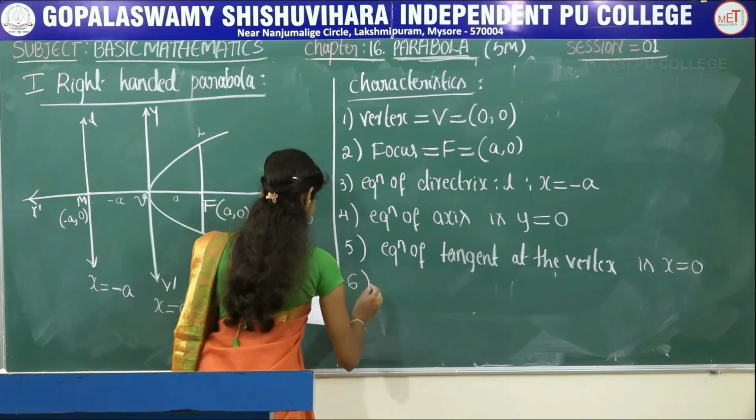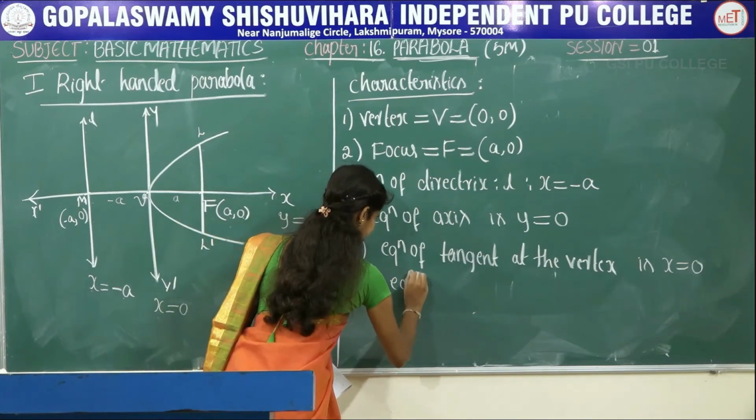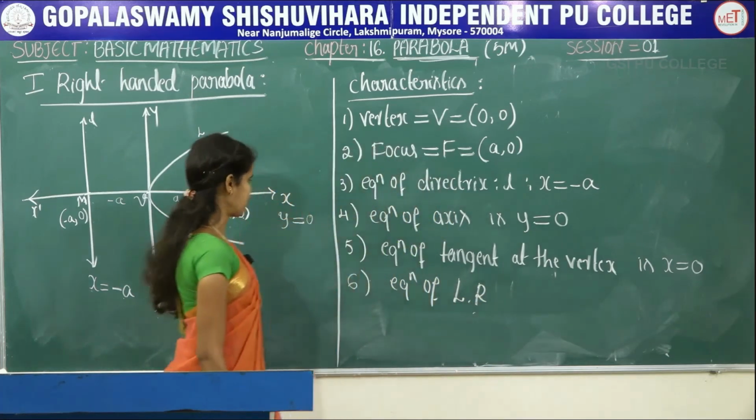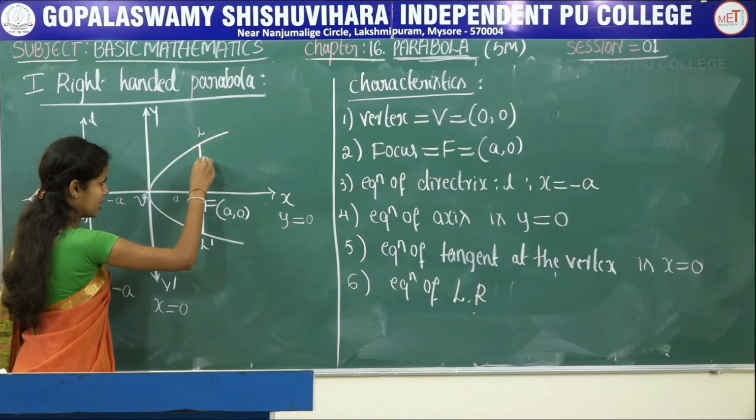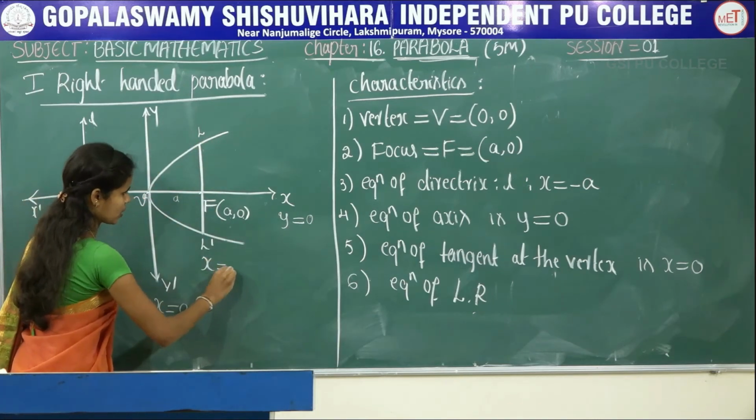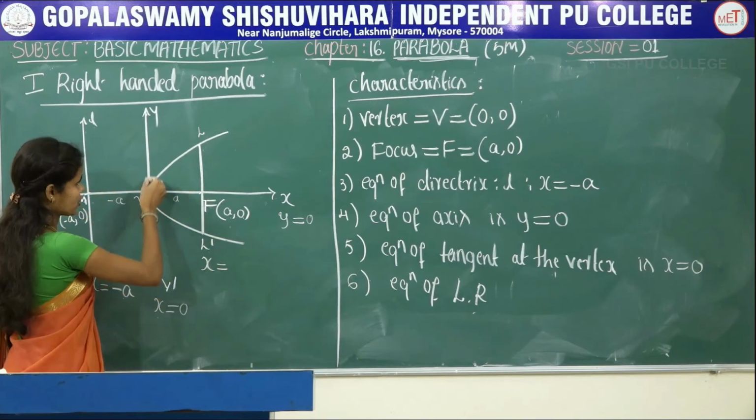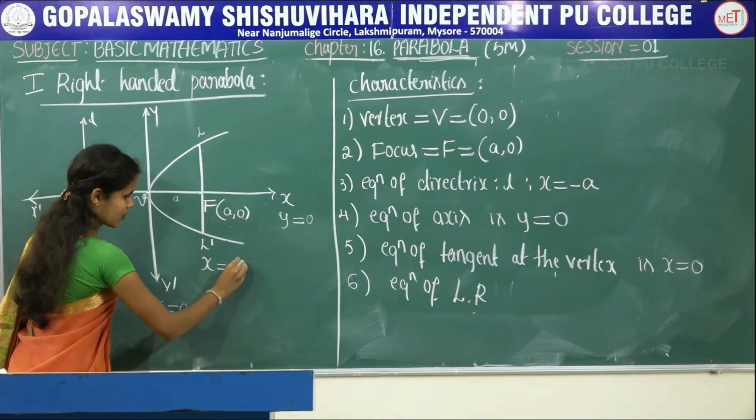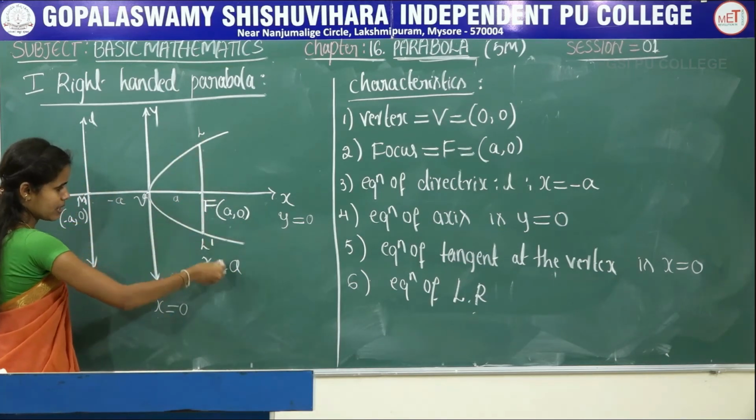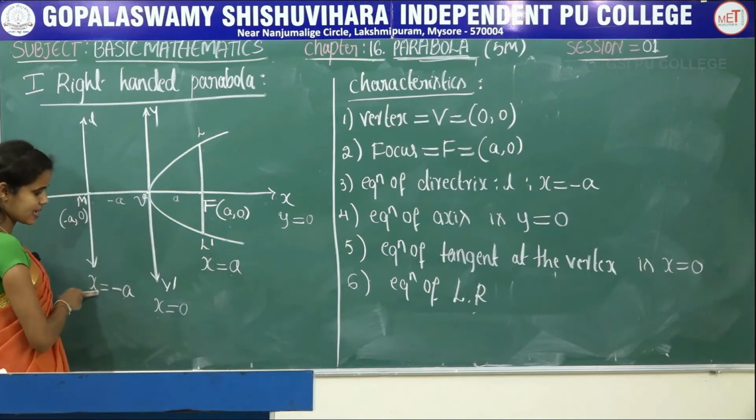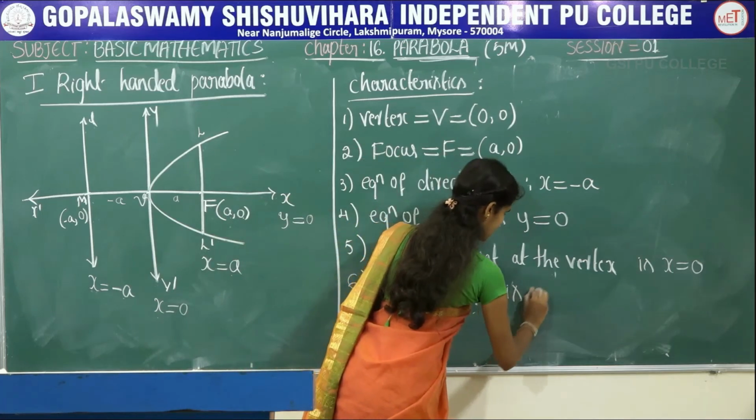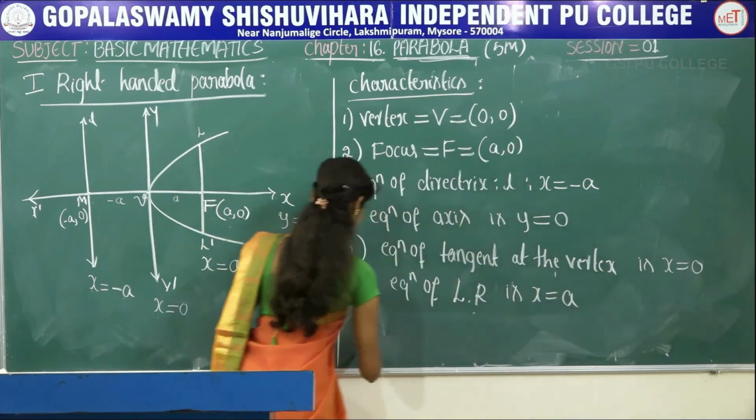Next characteristic is equation of latus rectum. Here it is a line segment parallel to y-axis. Therefore the equation is x is equal to the constant distance from the y-axis, which is a. Therefore x is equal to a. Observe here, equation of latus rectum is x is equal to a, and equation of directrix is x is equal to minus a.